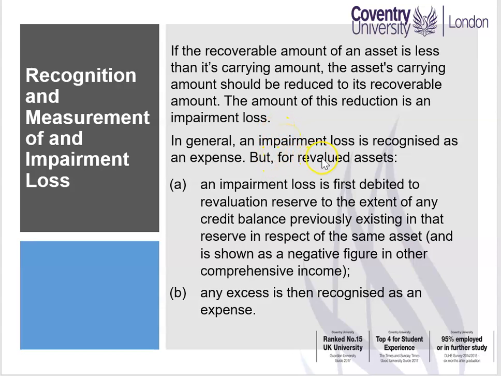But for revalued assets, an impairment loss is first debited to the valuation reserve, other comprehensive income, to the extent of any credit balance previously existing in that reserve in respect of that same asset. And that will be shown as a negative figure in other comprehensive income. Any excess is then recognized as an expense. Exactly the same way we treat revaluation loss. It's exactly the same principle.